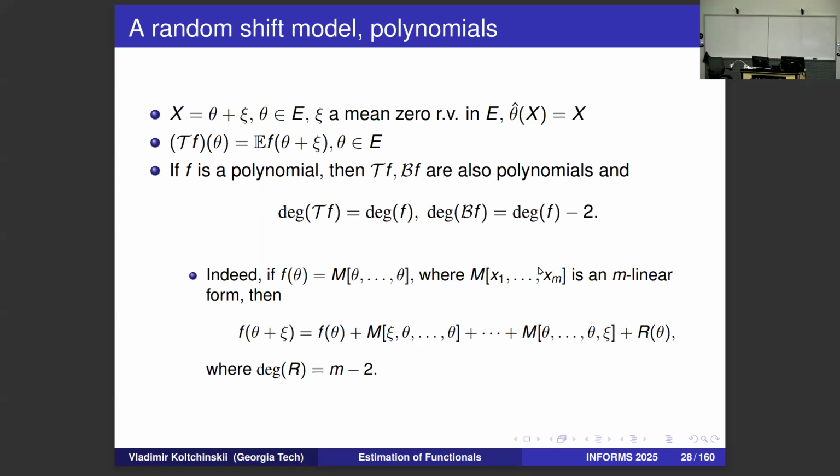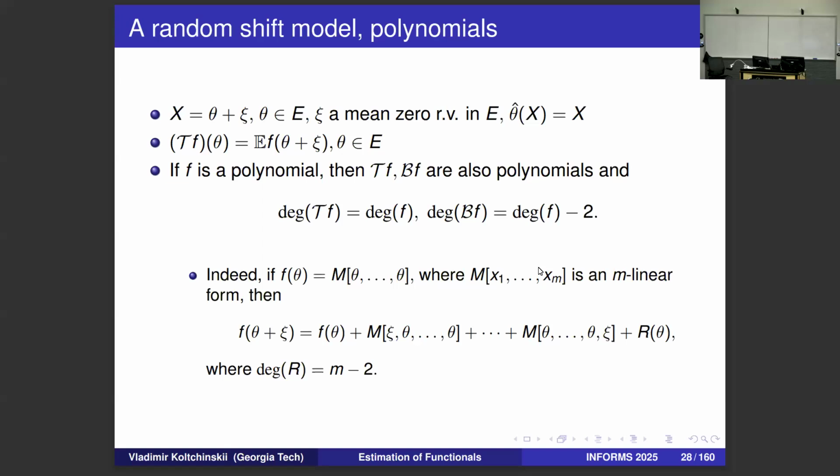And the remainder will be clearly a polynomial of degree m minus 2 with respect to theta, because in each term in the remainder, psi will be present at least twice, right? And theta will be present at most m minus 2 times. So the degree of this is m minus 2. The expectation of this will be 0, because psi has 0 expectation, and this is linear with respect to psi, right? So all these terms will vanish when we compute the expectation.